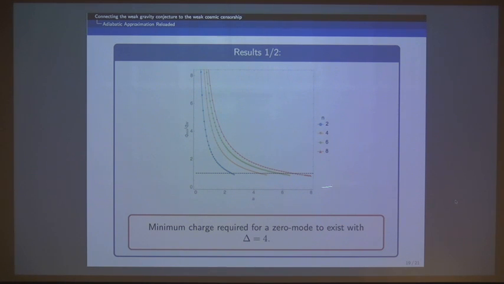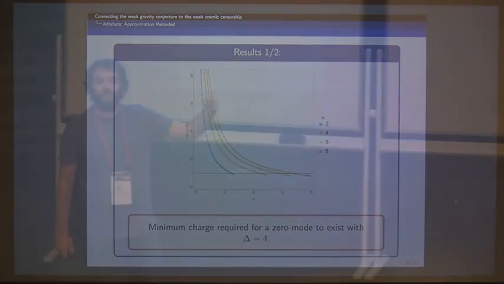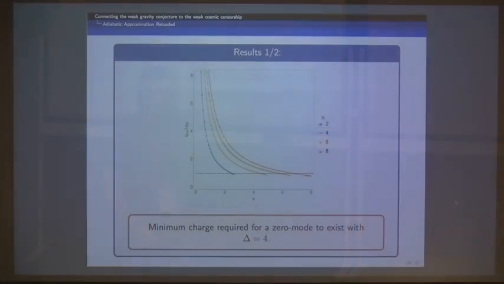Here I have the amplitude of a given profile, and here I have four profiles. On the left-hand side, I have the minimum charge that my scalar field must have if I want to see an instability. That's the minimum charge, divided by the value predicted by the weak gravity conjecture, divided by delta, if you want. The endpoint of each of these curves is the maximum amplitude that I can reach for each of these profiles.